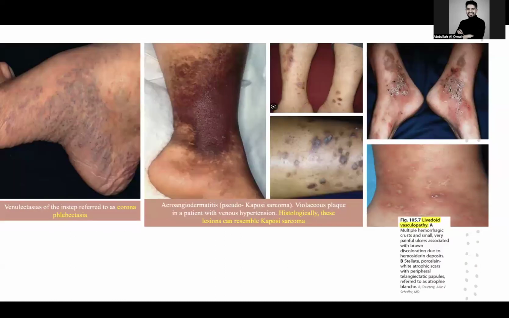Okay, you can see venule ectasia. Pathology, however, the different factor is the stain.